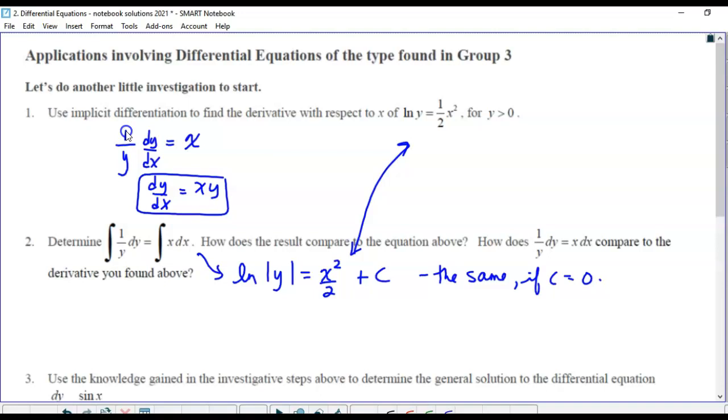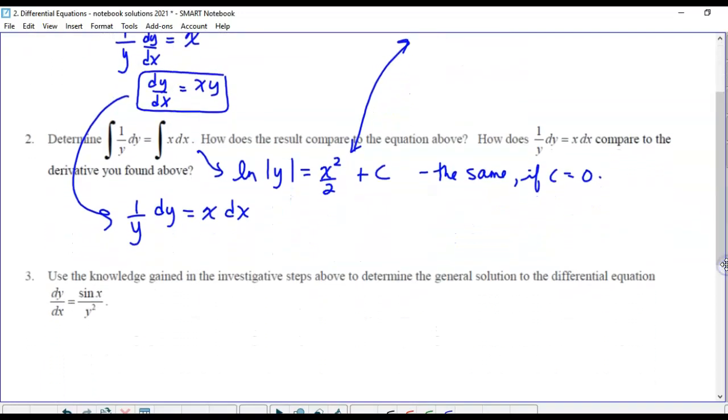How does 1 over y dy equals x dx compare to the derivative you found above? Well, here, if we bring the y to the left, that would be 1 over y. And if we bring the dx to the right, we'd have dx. So basically, if you have an equation, see if you can separate the independent and dependent variables by dividing or multiplying both sides. Sometimes subtracting or adding, but then you'd have to do some work to get it into a ratio.